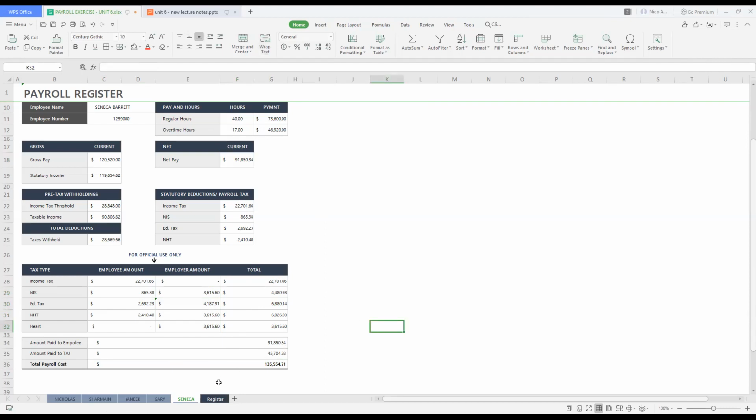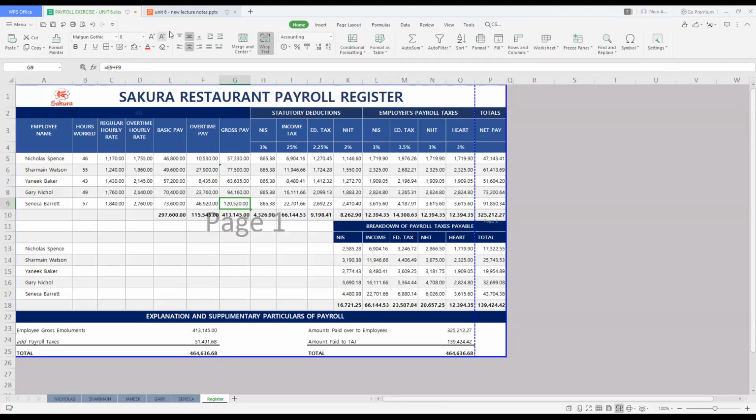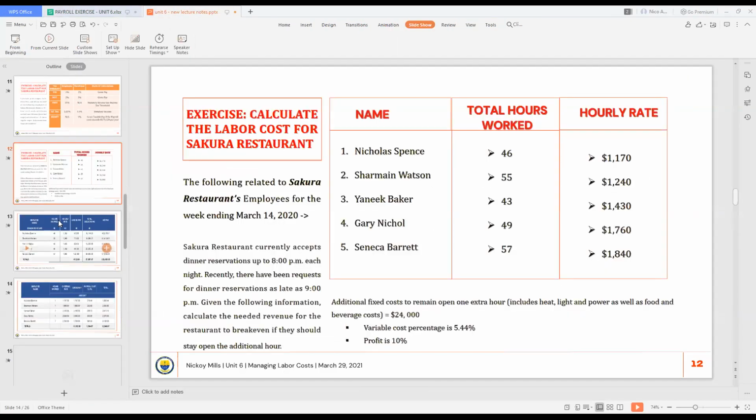All right. So there was another part to the question. It says, so the restaurant currently accepts dinner reservations up to 8 p.m. each night. Recently, there have been requests for dinner reservations as late as 9 p.m. Given the following information, calculate the needed revenue for the restaurant to break even if they should stay open the additional hour. So we want to figure out if the restaurant should stay open an additional hour, what revenue they are supposed to make to make that decision.